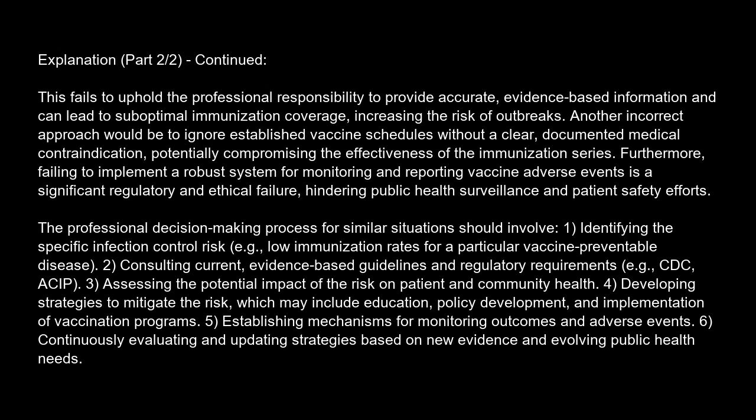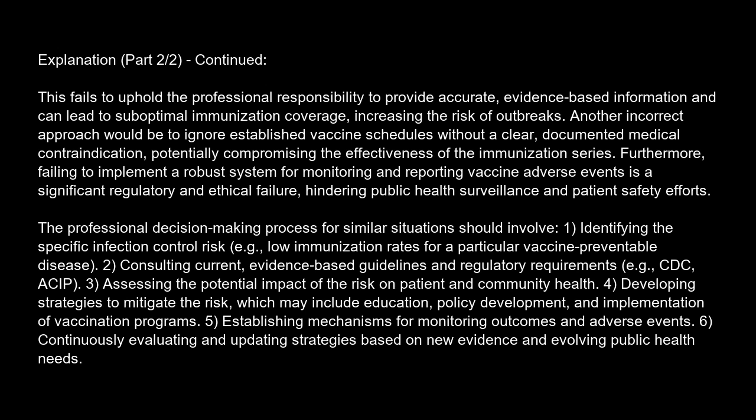Furthermore, failing to implement a robust system for monitoring and reporting vaccine adverse events is a significant regulatory and ethical failure, hindering public health surveillance and patient safety efforts. The professional decision-making process for similar situations should involve: 1. Identifying the specific infection control risk, e.g., low immunization rates for a particular vaccine-preventable disease. 2. Consulting current, evidence-based guidelines and regulatory requirements, e.g., CDC, ACIP.